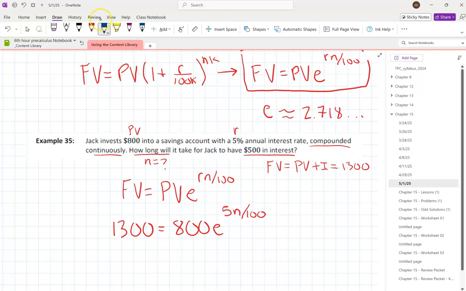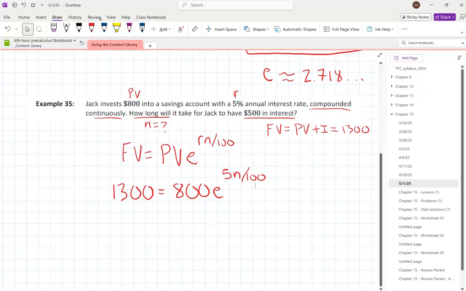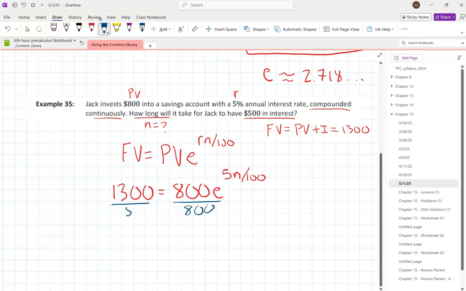Where's the variable located in this problem? It's in the exponent. What am I going to need to do to solve for that then? If the variable's in the exponent, I need to use a logarithm. Before I can use that log, though, I have to get that exponential part by itself. So let's divide by 800 to do that. I'm going to reduce that fraction because it's easy to do right in our heads.